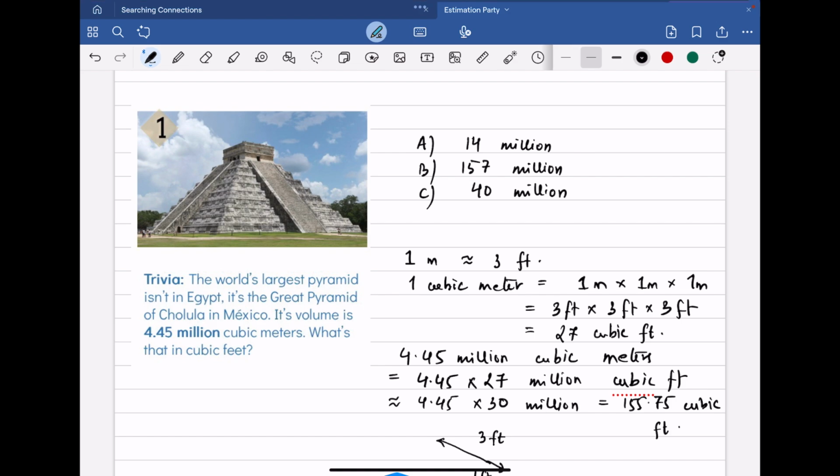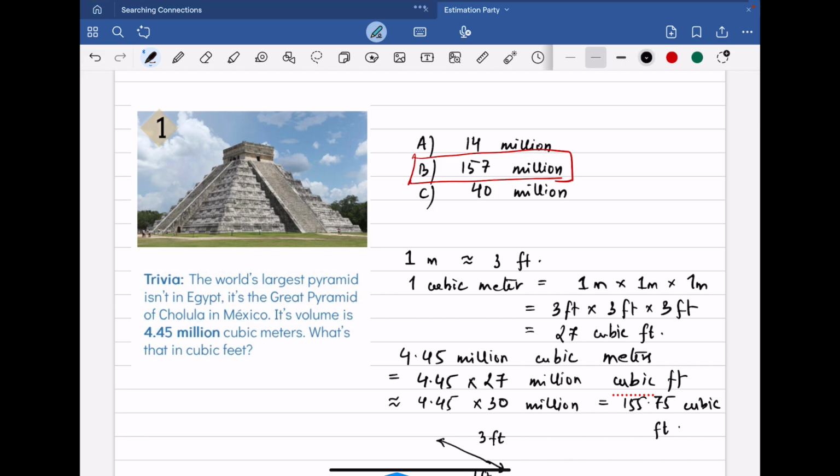Okay, now we have three options in front of us. Again, because we did some rounding off, we won't get an accurate answer, but we don't need that. We just need to pick the answer that's closest to the answer that we have, and that is B, which is the correct answer.